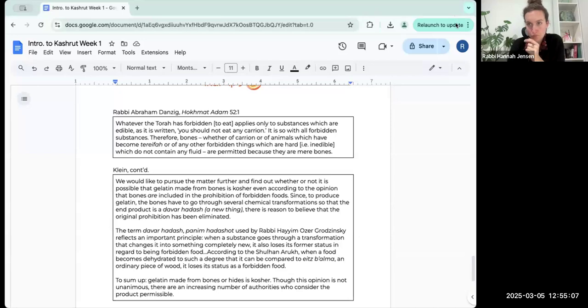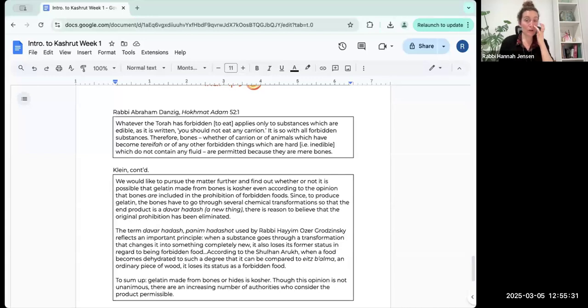Okay, so first we have this rabbi, a sort of older rabbi, like Klein is writing in the 60s. This rabbi's from the 1800s probably. And he says, whatever the Torah has forbidden to eat only applies to substances which are edible, because it says you should not eat any carrion, for example. This is how it is with all forbidden substances.